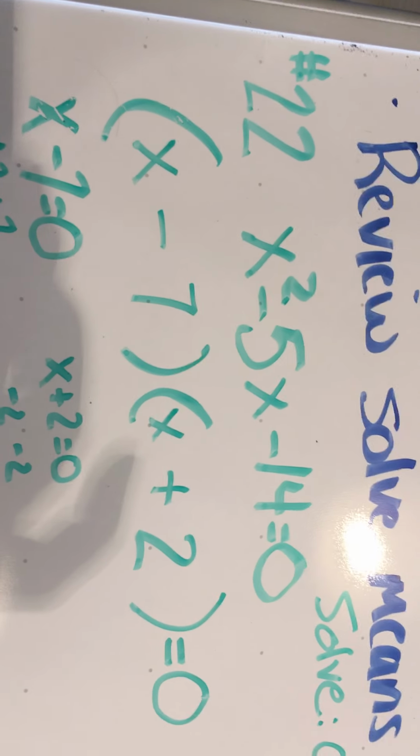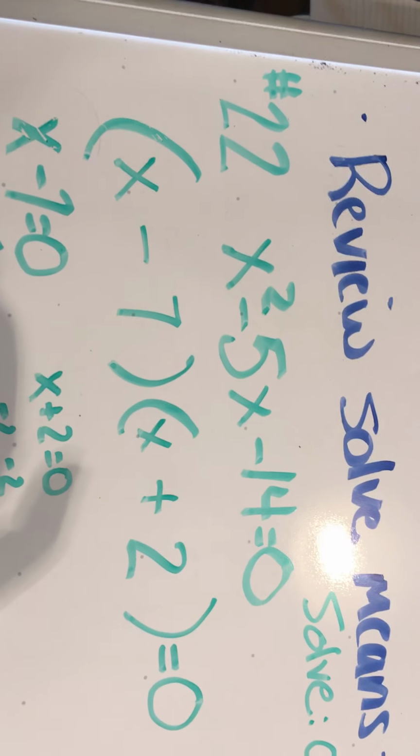So here is the problem number 22. X squared minus 5x minus 14.